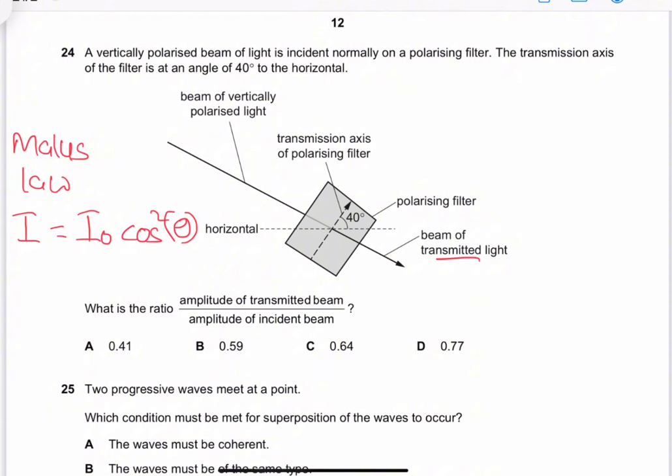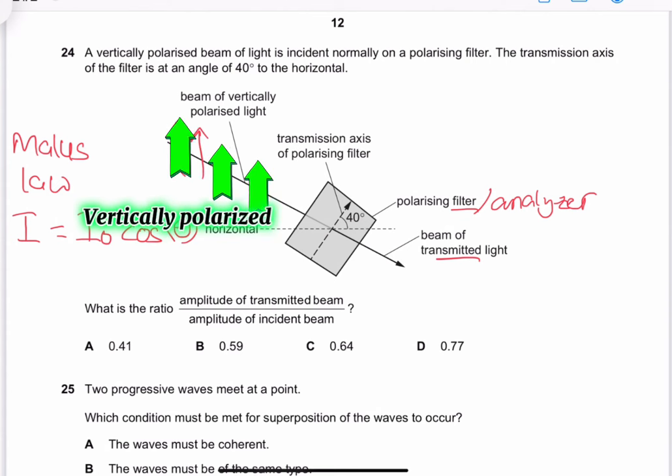So Malus figured out that if you have a certain light that you're transmitting through a polarizing filter that has been filtered previously, the angle between that polarizing filter and the second one, which is the analyzer, so this is our analyzer, has to be theta. And this particular value of theta is the one that you put in this equation. But we're told that this light is vertically polarized. So as this is coming here, it's vertically polarized like that.